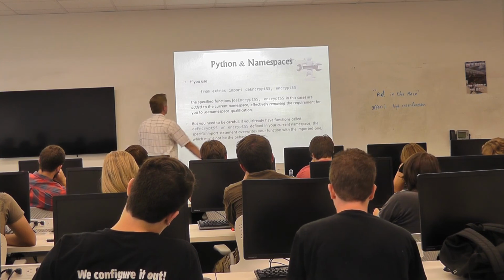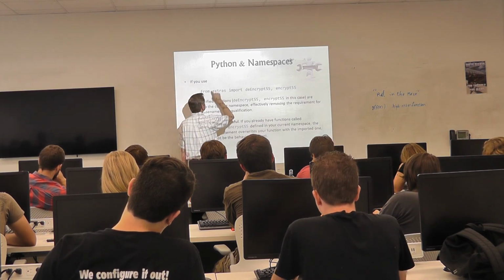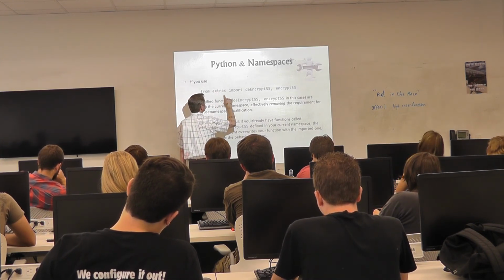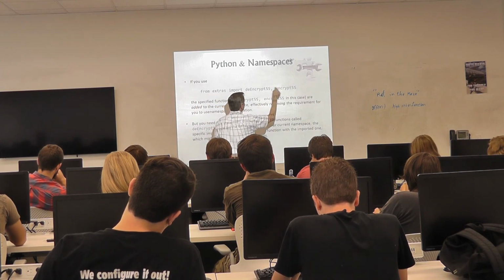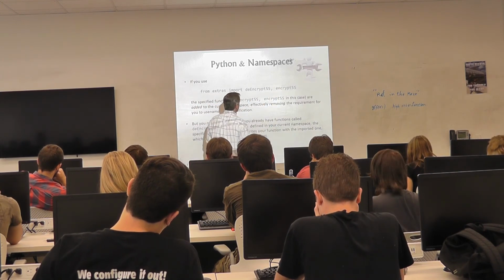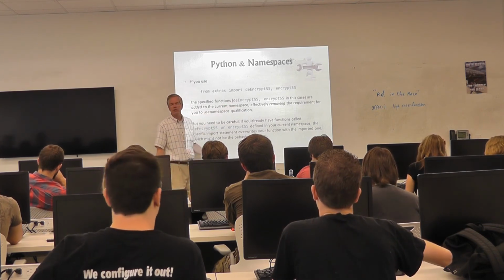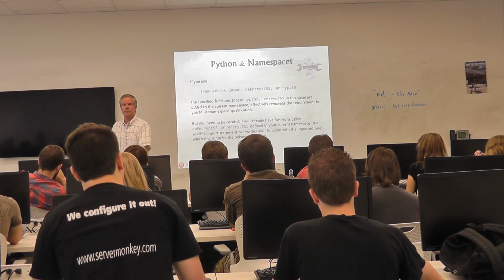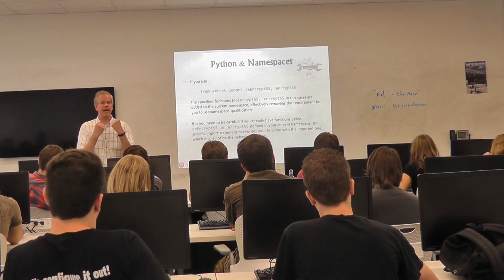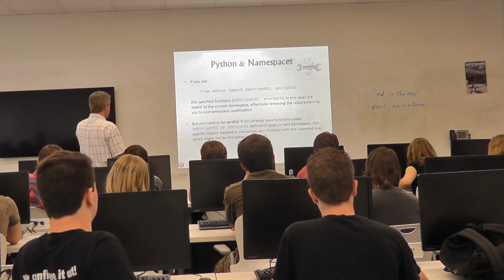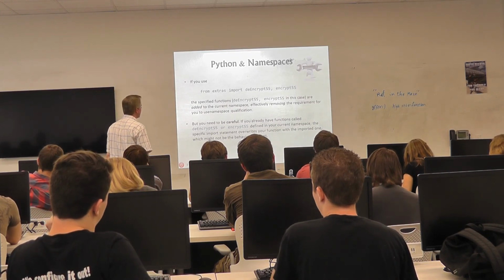Another way of doing this is from extras, which is your file name that contains all your functions, you can say import, and then you list out each one of the functions that you want to bring into your Python program. If you do that, then you can just call your functions without having to put anything funky in front of them, because you've told Python exactly what functions you want to use from that file. 2 different ways to do exactly the same thing.